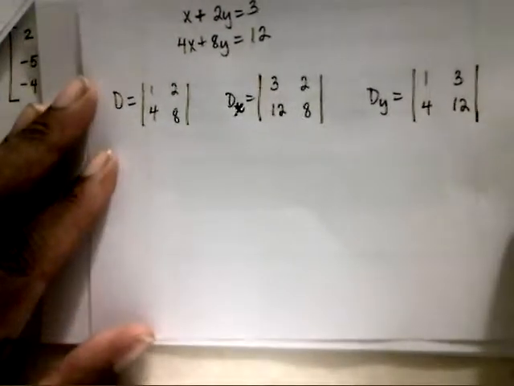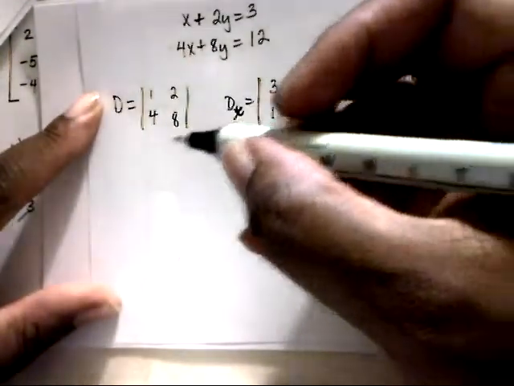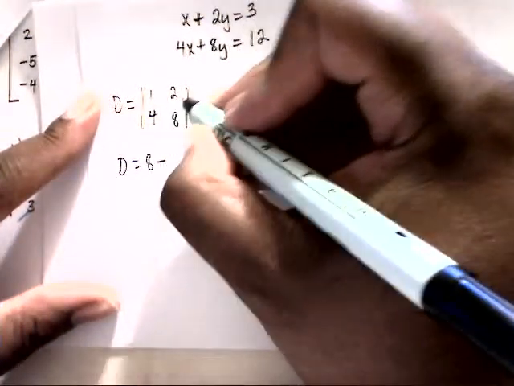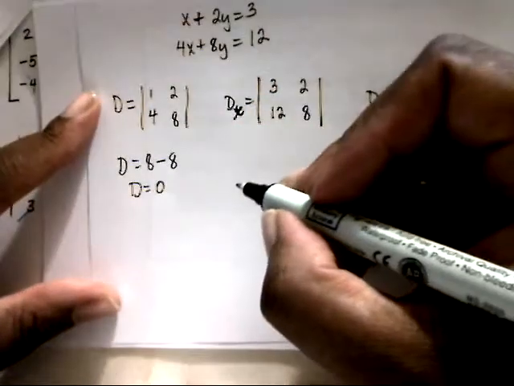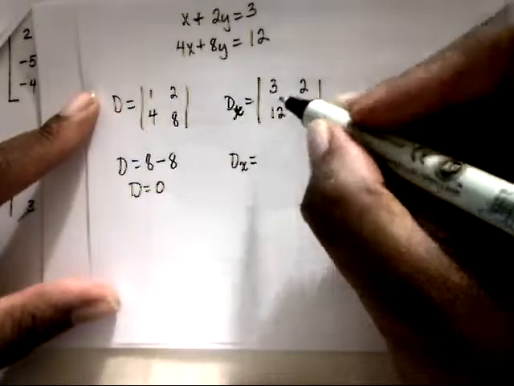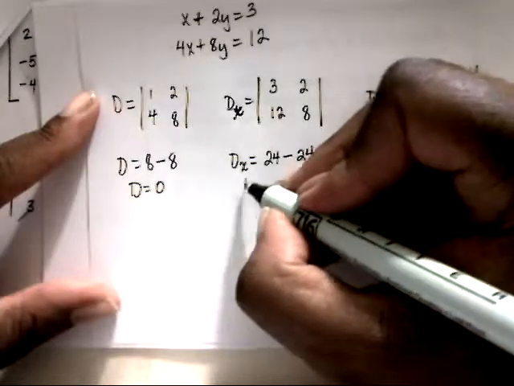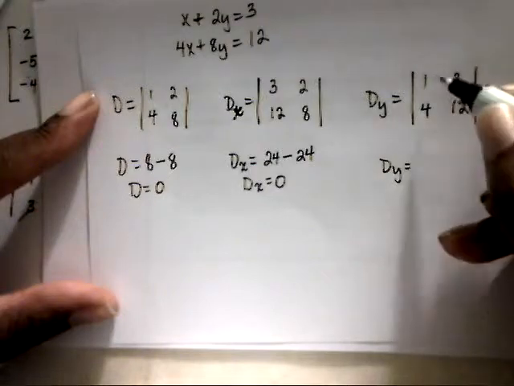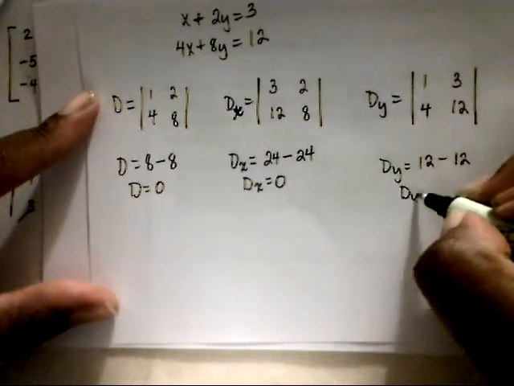Okay, so now we're going to find the determinant, the d of d sub x and d sub y. So in this case here, for d, if we do 1 times 8, that's 8, minus 4 times 2, that's 8. 8 minus 8 is 0. Now for the determinant of x, 3 times 8, that's 24, minus 12 times 2 is 24. 24 minus 24 is 0. Then for d sub y, 1 times 12 is 12, 4 times 3 is 12, 12 minus 12 is 0.